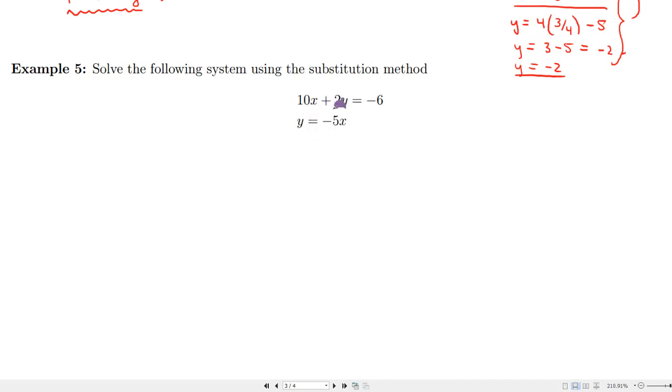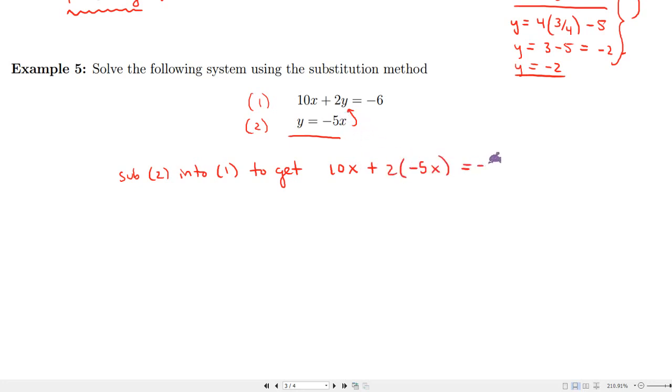So we have 10x plus 2y equals negative 6, and y is equal to negative 5x. Oh, well, that's nice. Y is already solved for. So we kind of have a little bit of the work already done. So let's substitute this right into equation 1. So sub 2 into 1 to get what? 10x plus 2 times negative 5x is equal to negative 6.